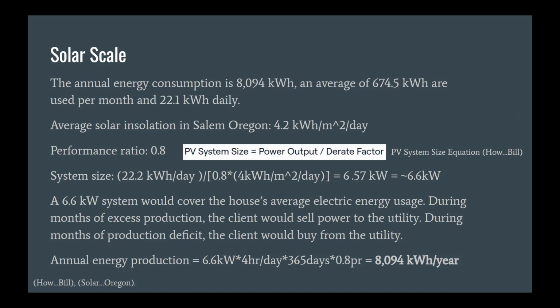During months of excess production, such as the fall where it's not too hot, not too cold, the client would be able to sell the power to the utility that is local to them. During months of production deficit where they're using more power than they're making, the client would buy from the utility. The annual energy production based on these metrics is 8,094 kilowatt hours per year.